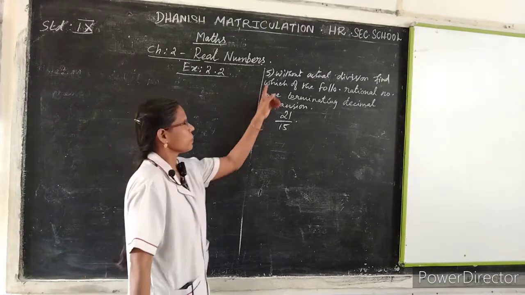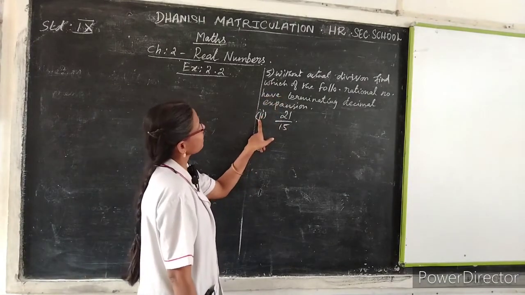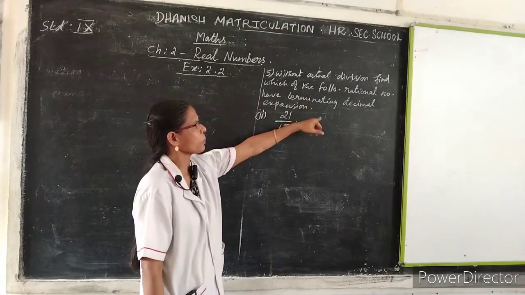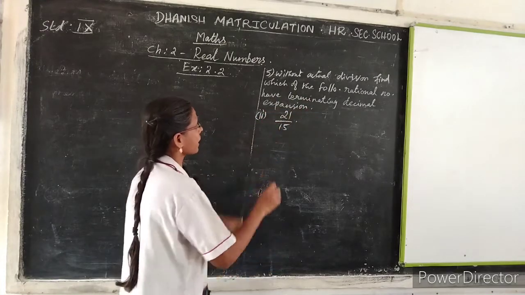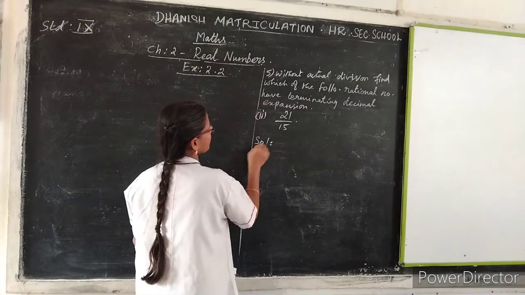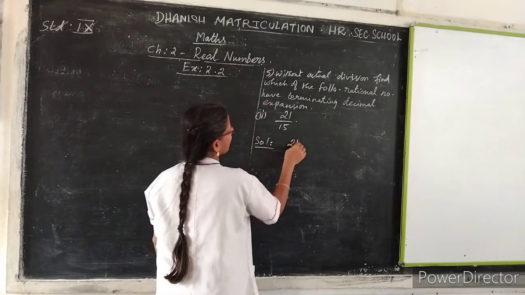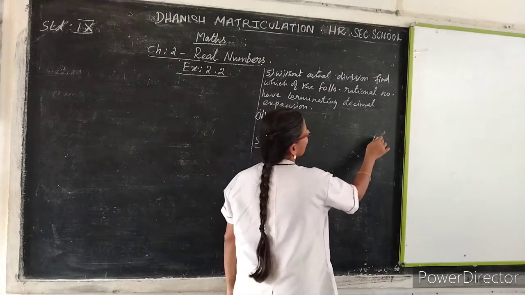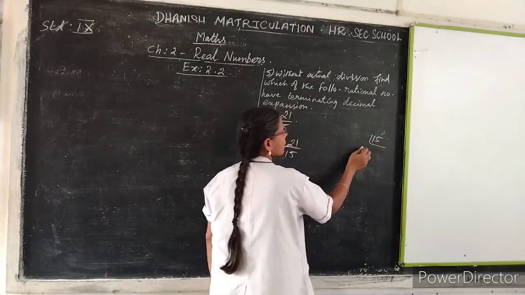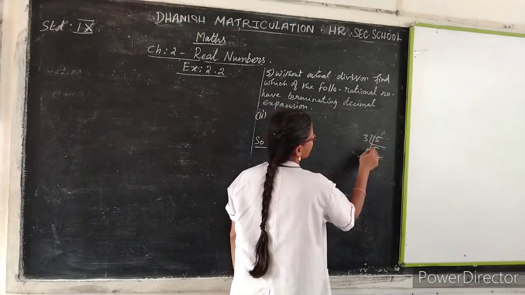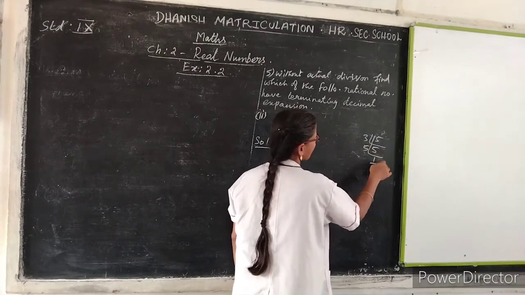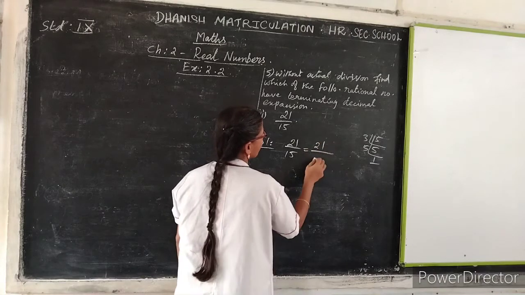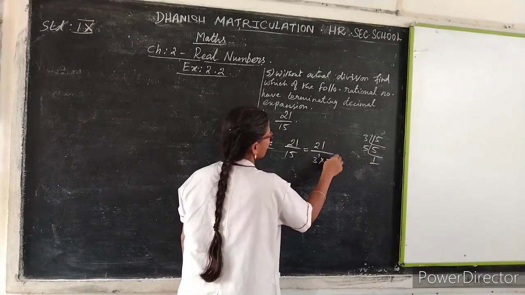Now, question number 5, second subdivision. Without actual division, find which of the following rational numbers have terminating decimal expansion. Here denominator is 21 by 15. In this rational number, denominator is 15. Just divide by 3 table 5 times, so 5 times 5 table 1 times. So this denominator can be written as 21 divided by 3 power 1 into 5 power 1.